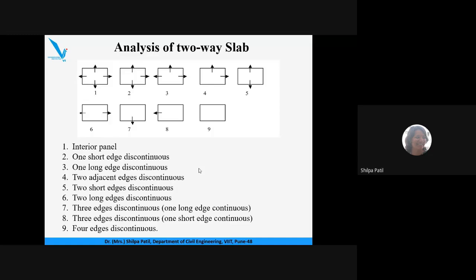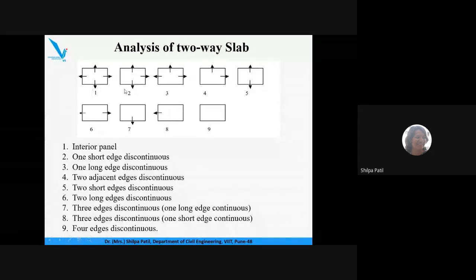Now, when the corners are not allowed to freely lift up, there are 9 different cases in the two-way slab. The first case is the one which is identified as an interior panel, in which all the four edges of the slab have some continuity along all four directions. That is, all the four edges of the slab are continuous, and at all these corners we need to provide the torsion reinforcement.